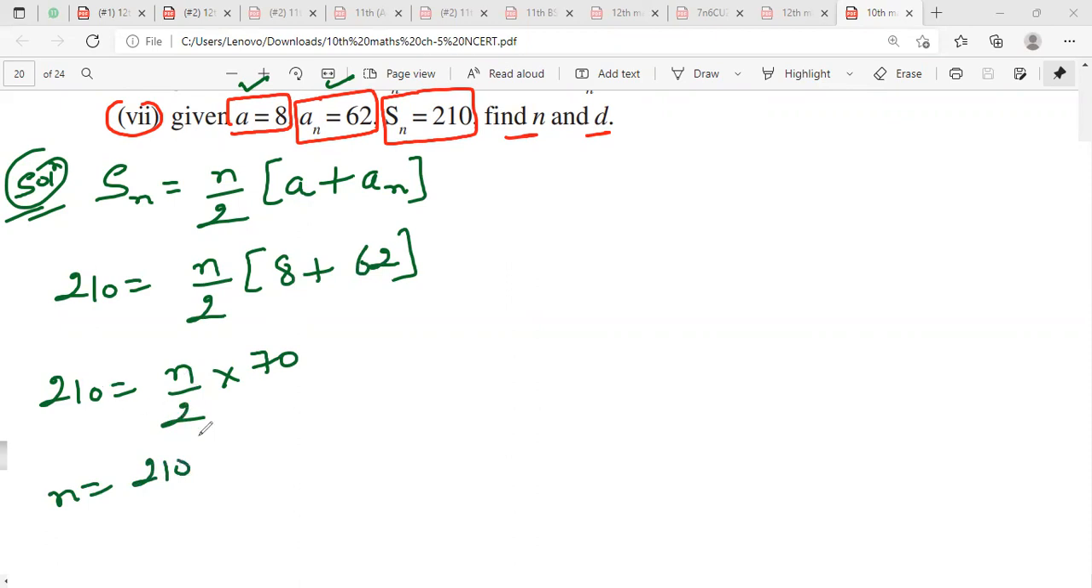The divisible form, when it is shifted to the other side, will be in product form. In multiple form, when it is shifted to the other side, it will be in divisible form. Then what we will have? 0 and 0 will be cancelled out. 7 threes are 21. So finally n is equal to 6. Value of n is equal to 6, right?